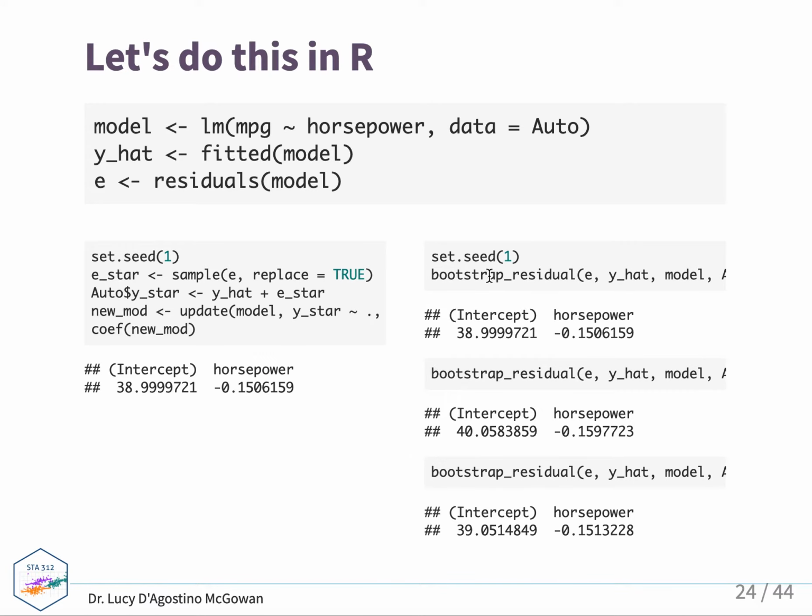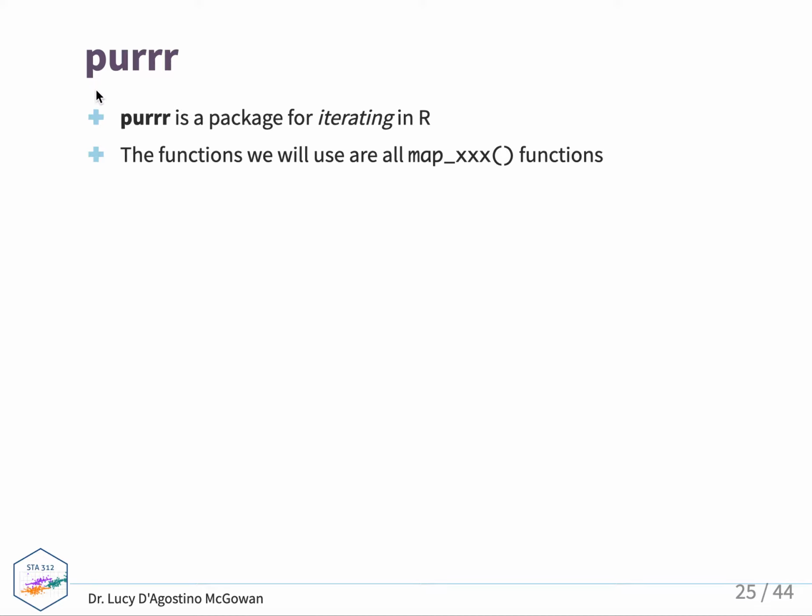Okay, if we wanted to do this, for example, 100 times or 1,000 times, we've definitely saved some time by not having to write all of this out, and in fact, we'd have to give everything new names every time. Instead of running this 100 times, we could just run bootstrap_residual 100 times. That saves 3 lines of code for every run. But it's still cumbersome to write out bootstrap_residual and all of the arguments 100 times. And that's where the purrr package comes in.